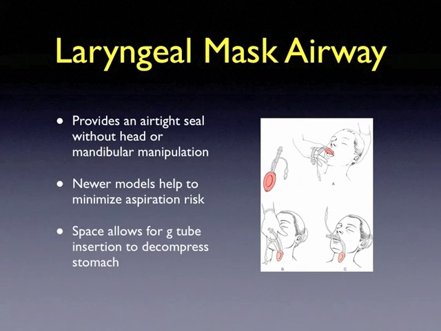The advantage of this insertion is that you don't need to manipulate the head or the mandible in order to provide an airtight seal. Most LMAs also have a space to allow for G-tube insertion to allow you to decompress the stomach and to remove gastric contents.